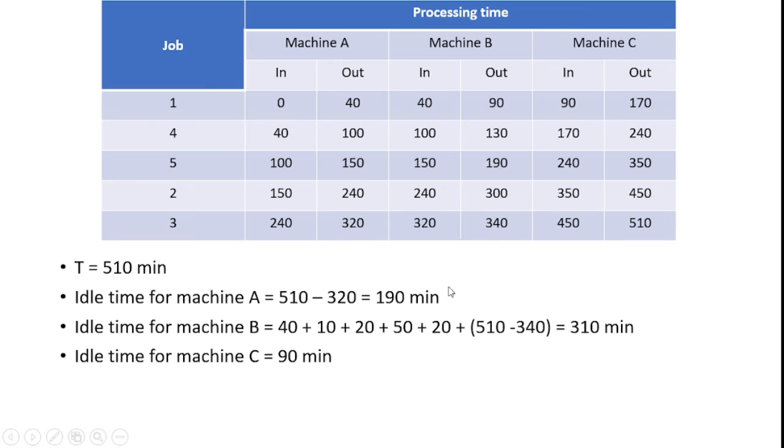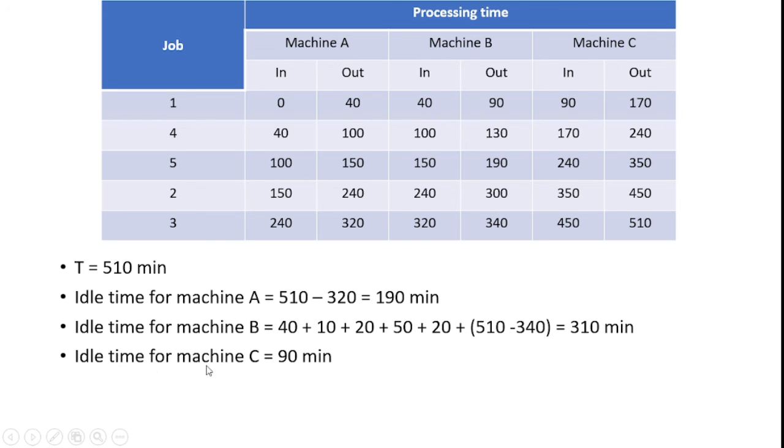For job 3, okay, 20, and then the overall processing time is 510, but machine B runs up to 340 minutes, so after 340 minutes machine B is idle, so 510 minus 340 gives the final idle time of machine B also. So if I add all of these, 40 plus 10 plus 20 plus 50 plus 20, I get 310 minutes of idle time for machine B.